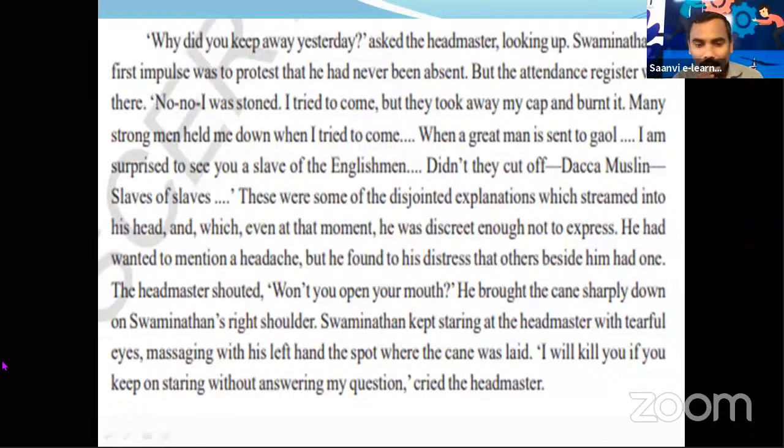Okay, see here. Swaminathan kept staring, looking steadily at the headmaster with tearful eyes, massaging with his left hand the spot where the cane was laid. "I will kill you if you keep on staring without answering my question," cried the headmaster. Here, cried the headmaster means shouted the headmaster. The headmaster shouted that, "If you don't open your mouth, I will kill you. Tell me the reason. Why did you keep away from the school yesterday?"